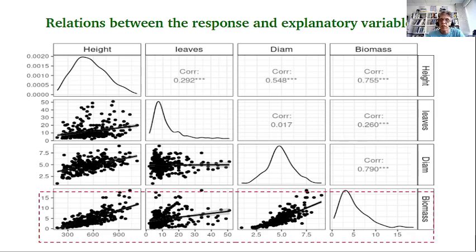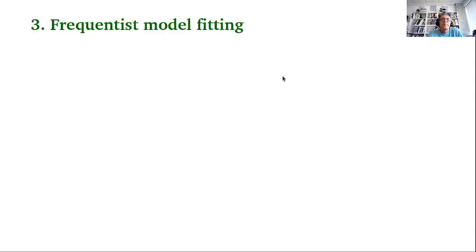Here, showing in the bottom row, the biomass is positively related to the height, number of leaves, and diameter, and none of these numerical explanatory variables are highly correlated. By highly correlated, we mean a correlation coefficient higher than 0.7 in absolute value. Therefore, we can include all of them as explanatory variables in the models.